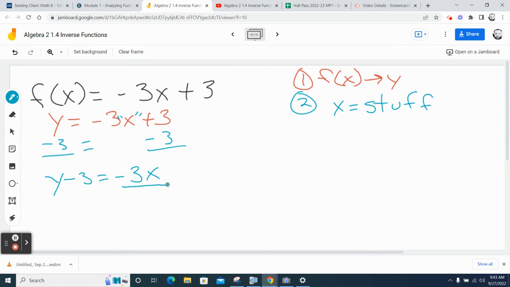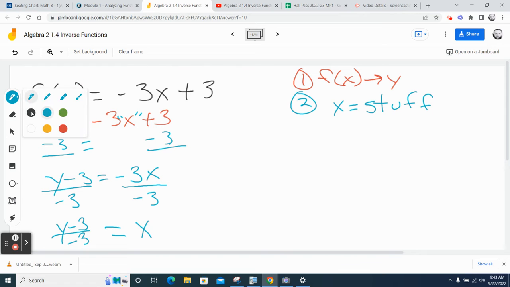Divide. So I'm going to divide by 3 or negative 3? Negative 3, because I want to get rid of the negative 3. Whatever I do on one side, I do on the other. What is negative 3 divided by negative 3? 1. What's 1 times x? X. I could write down 1x, but we'll just write down x. Okay. And then over here, it's just y minus 3 over negative 3. Next step.